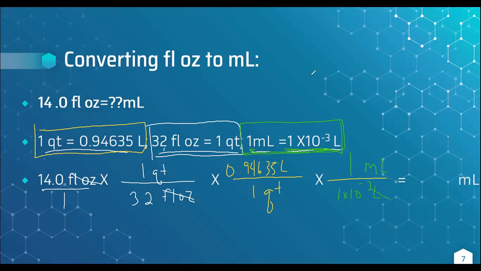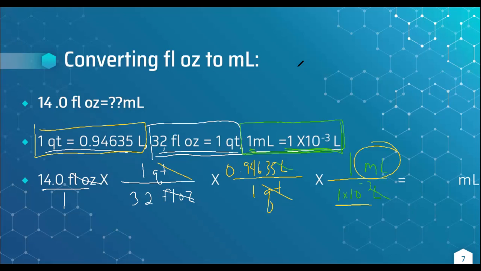Okay, and so now we can just go across here. Our liters will cancel here, our quarts will cancel here, and our fluid ounces already canceled. So we're going to be left with milliliters, which is where we want to go. So we can multiply everything that's in our numerator, and then divide by everything that's in our denominator. You want to be really, really careful when you're working in this scientific notation that you put this into your calculator correctly. You either need to use your EE button, or you can put everything in parentheses.